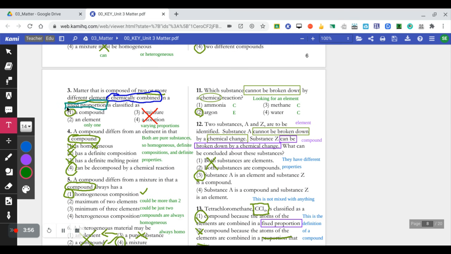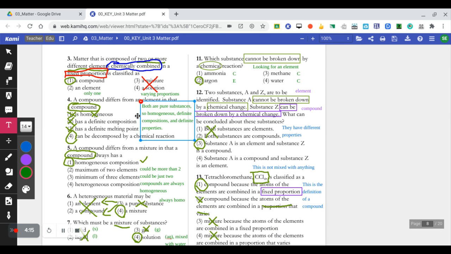3, matter is composed of 2 or more different elements when it's chemically combined in a fixed proportion. So that is the definition of a compound. So that means it's not a mixture because they have varying proportions, and an element has only one element. So it wouldn't have 2 or more. 4, a compound differs from an element in that a compound can be decomposed by a chemical reaction.